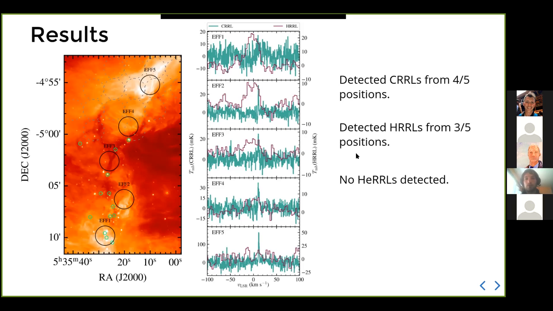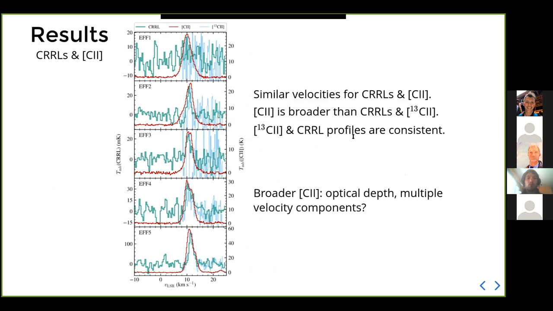And we also know that we didn't detect any helium radio recombination lines, which implies that the hardness of the ionizing radiation is not enough to ionize helium. So comparing with the C+ line, we see that we have similar velocity, similar line profiles overall. These are shown here, the C+ line in red, the carbon radio recombination line in greenish, and the 13C+ line in bluish. And we see that the three of them roughly trace the same structure.